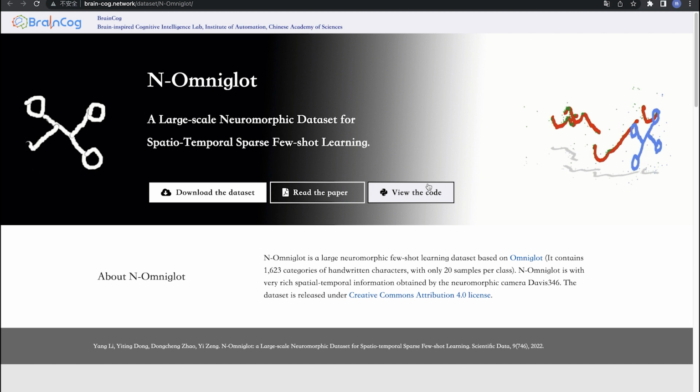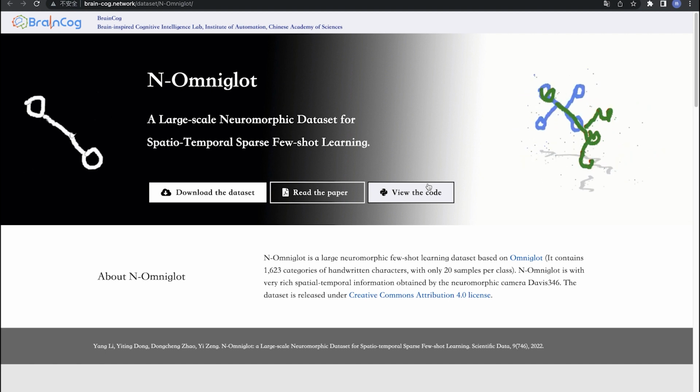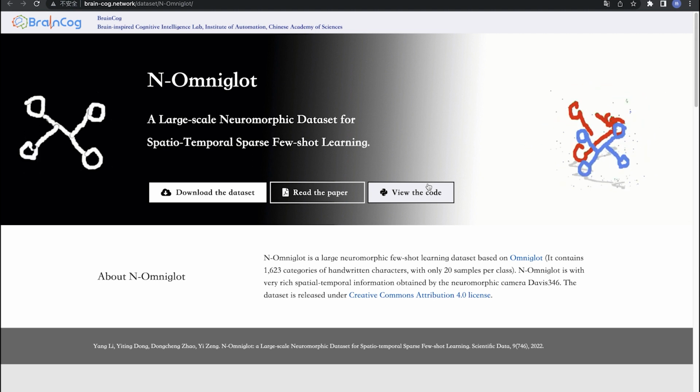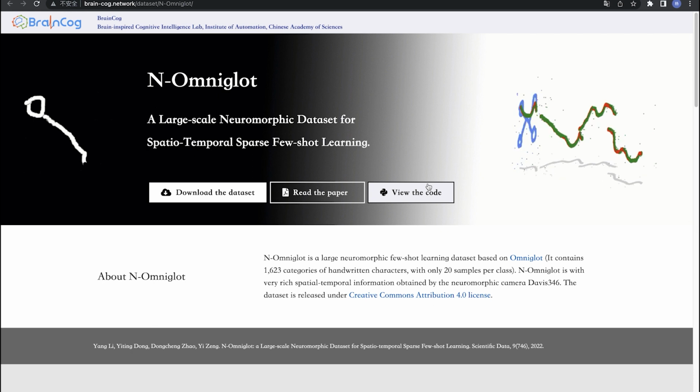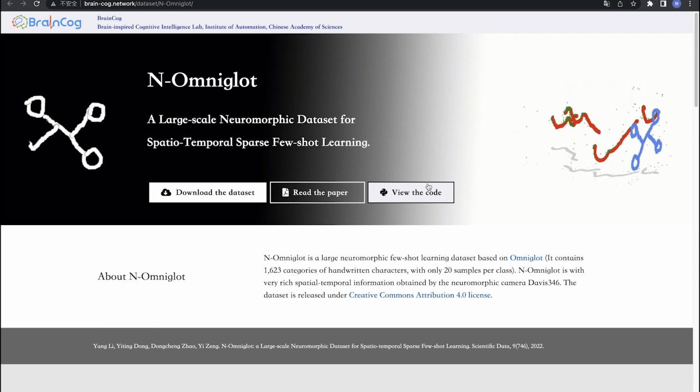DVS simulates the human visual nervous system from a specific perspective and a level of abstraction, which allows spiking neural networks to take full advantage of the temporal information provided by such sensors.